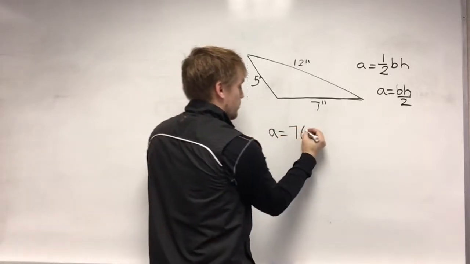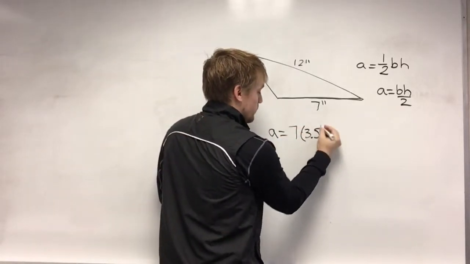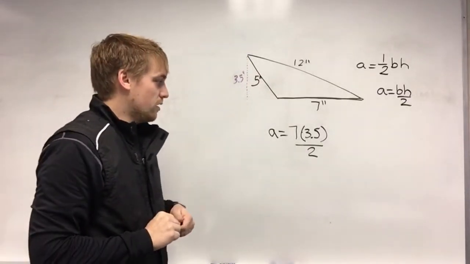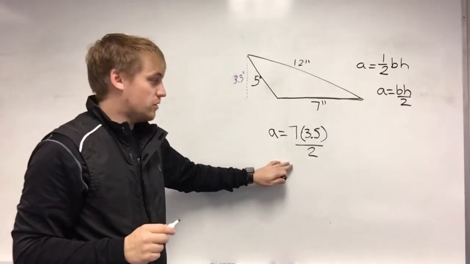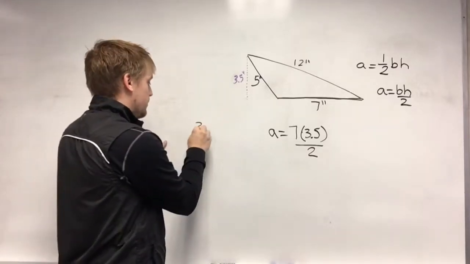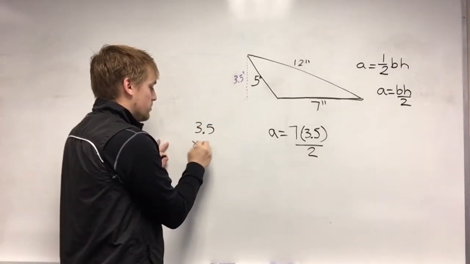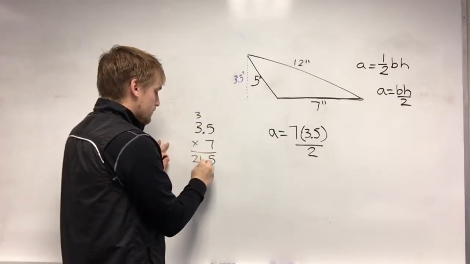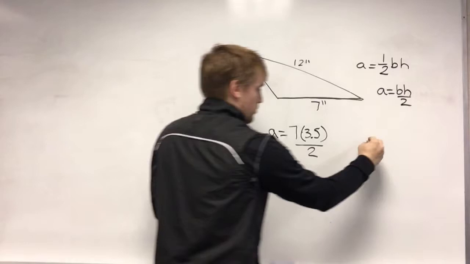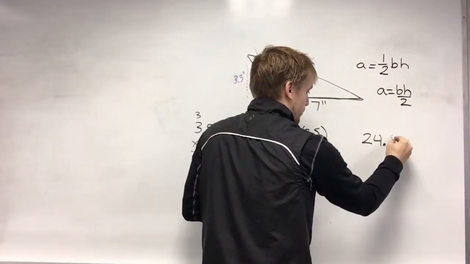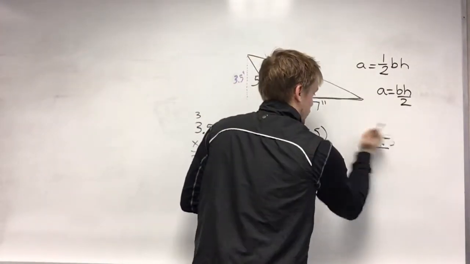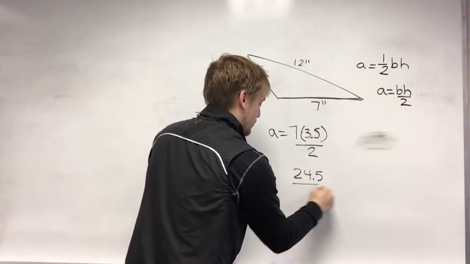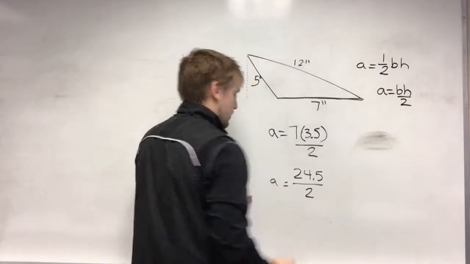So our height is 3.5, and then we're going to divide that by 2. Now that we have everything filled in, we just need to multiply. So 7 times 3.5. If you don't know what that is, you can do that on the side like I'm doing. So we get 24.5. Actually, I'm going to write here, 24.5 divided by 2.